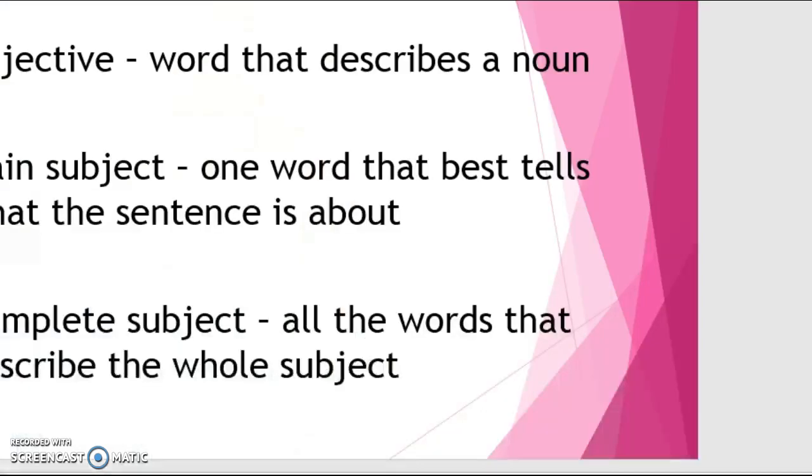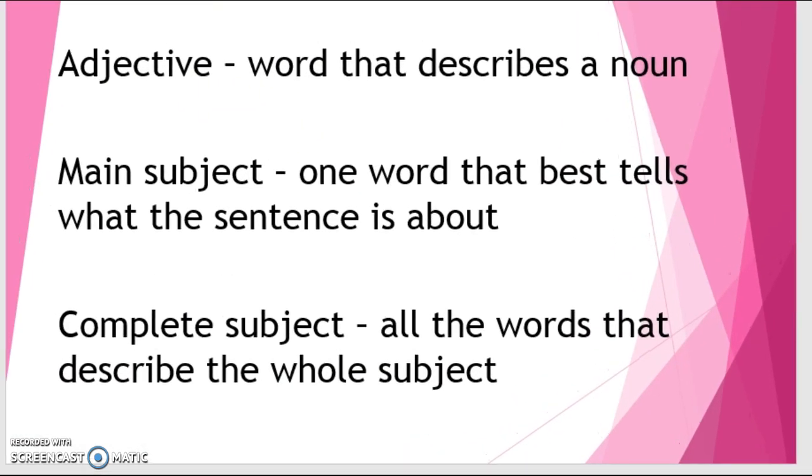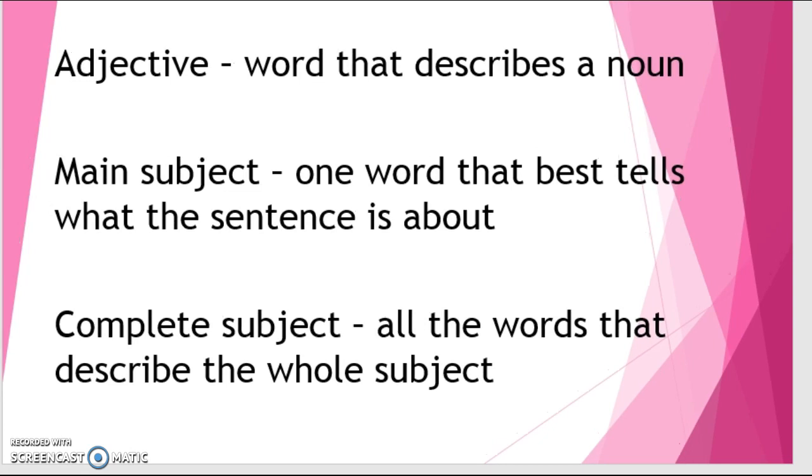Some ways to do that is with these words that are right here. If you look here, our three new words are adjective, main subject, and then complete subject. Adjectives are words that describe a noun. We're going to go into that in more detail on the next slide. Just remember that adjectives are words that describe the noun or the subject that you're talking about. And then you're always going to have a main subject.